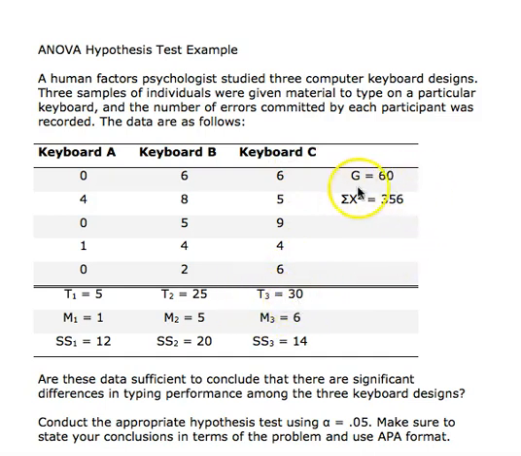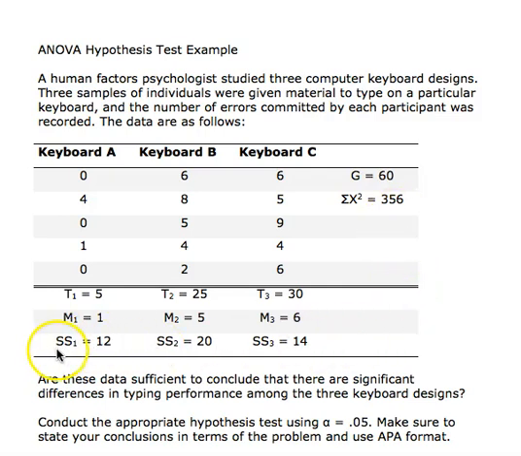Now, in order for me to get the grand total, remember it's the sum of T1 plus T2 plus T3, which is equal to 60, right? And I went ahead and squared all these and then added them all up, and I got a sigma x squared equal to 356. So that's given. You don't have to redo it yourself, okay?